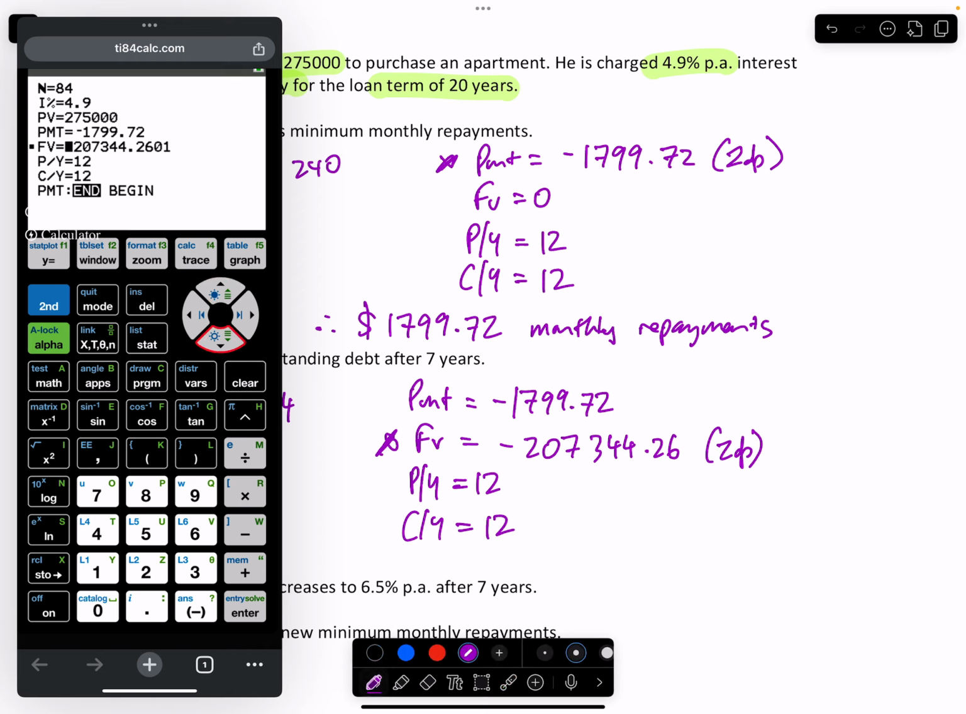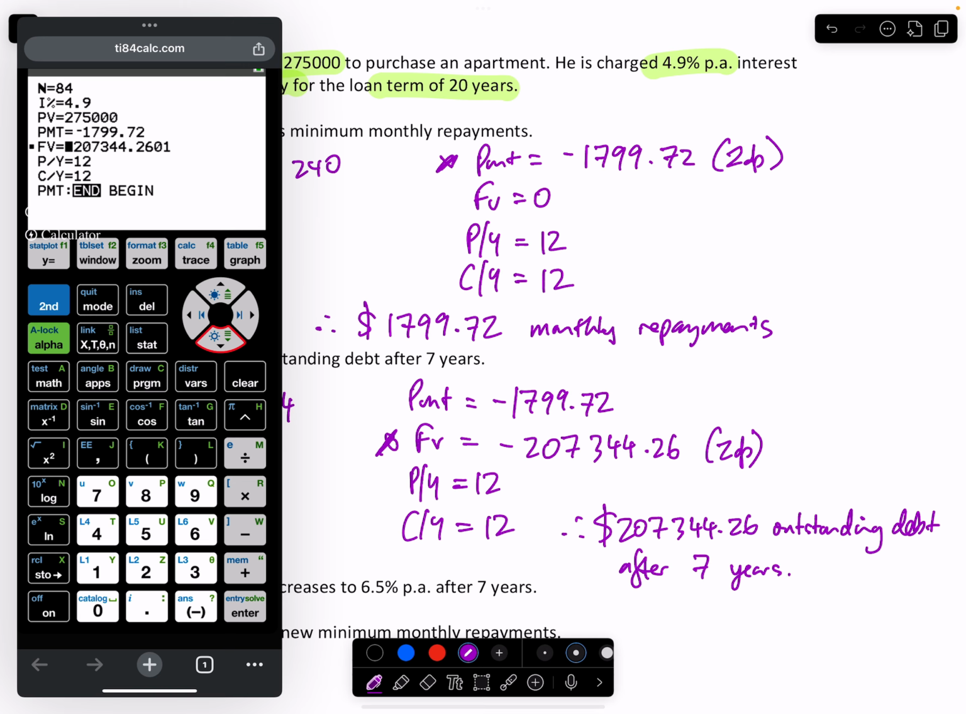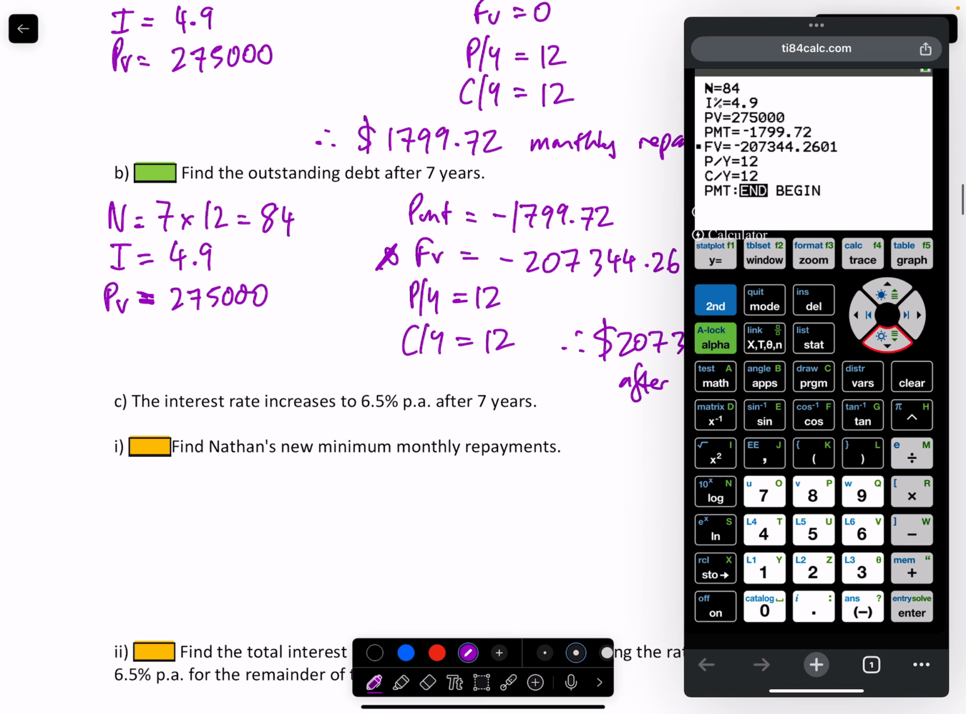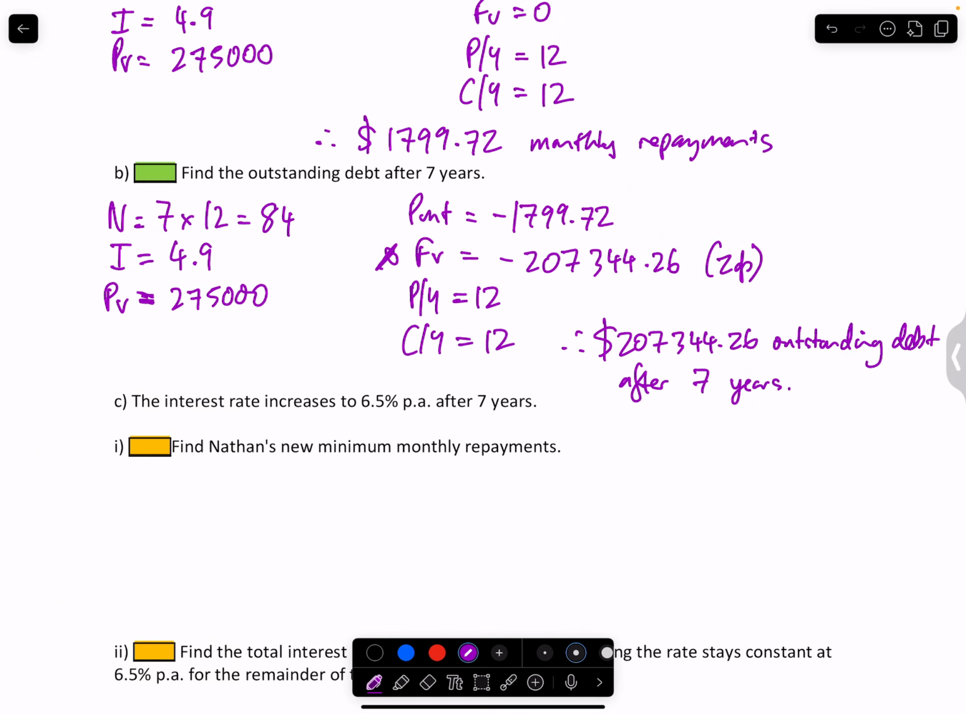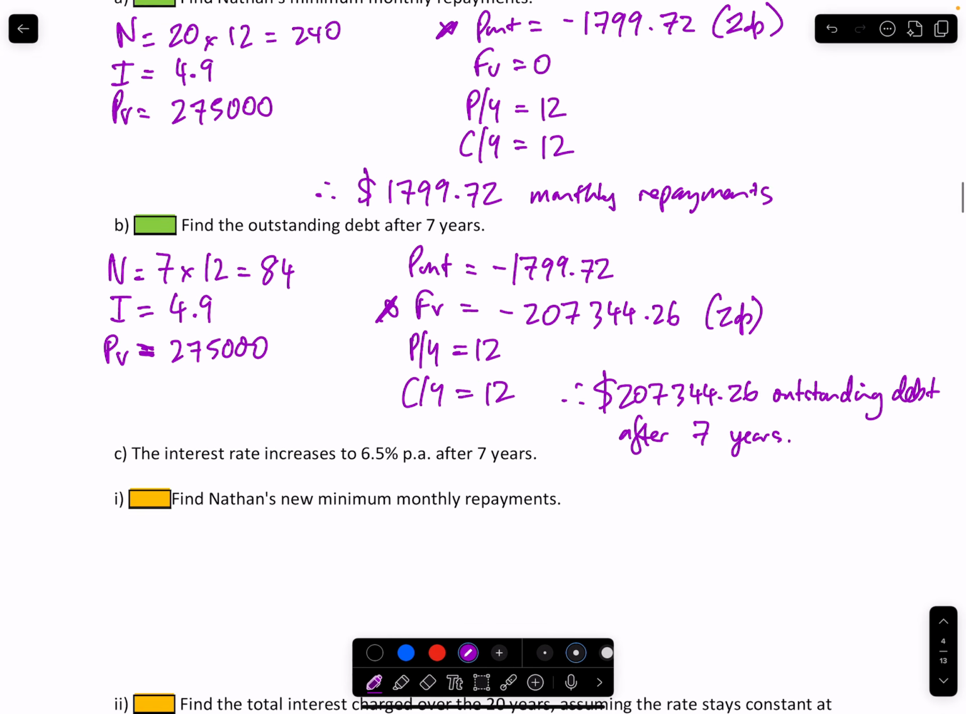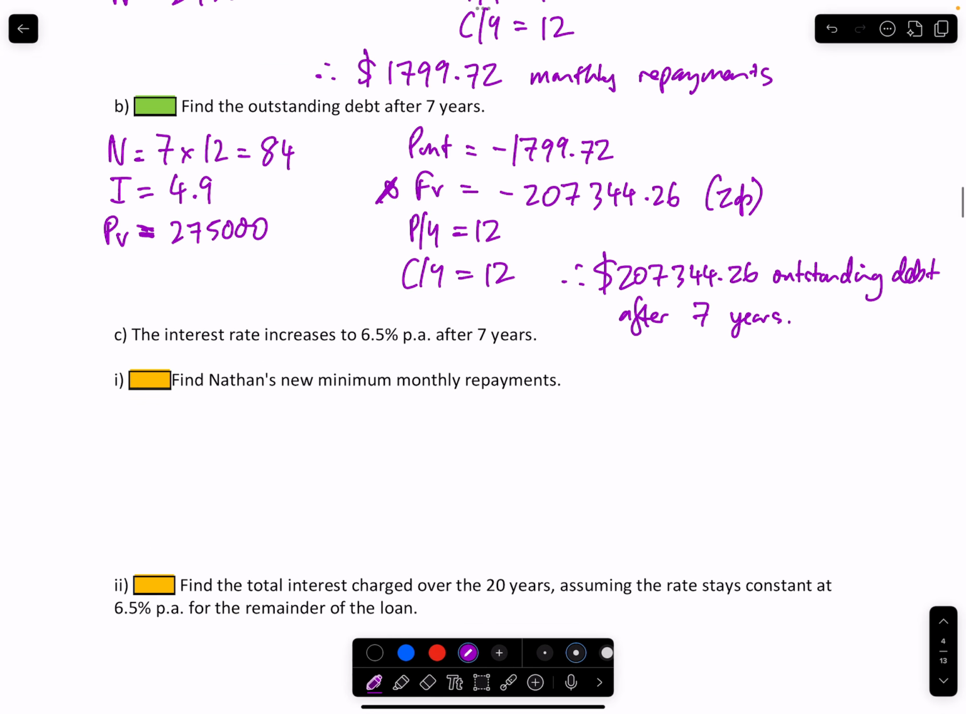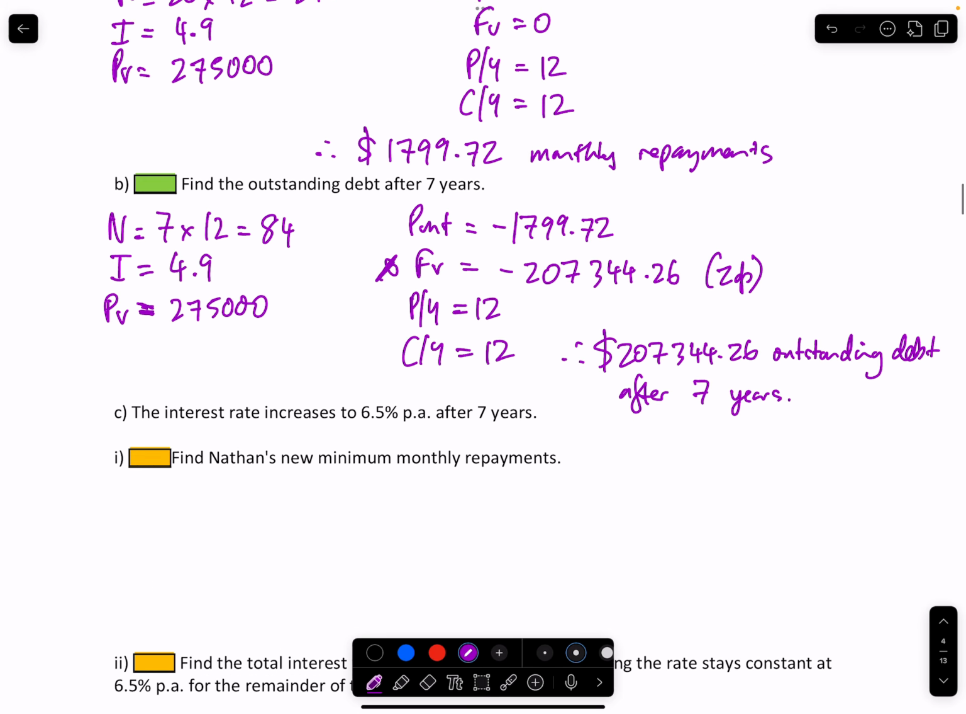So now I can claim the answer, therefore 207,344.26 outstanding debt after 7 years. The interest rate increases to 6.5% per annum after 7 years. Find Nathan's new minimum monthly repayments.